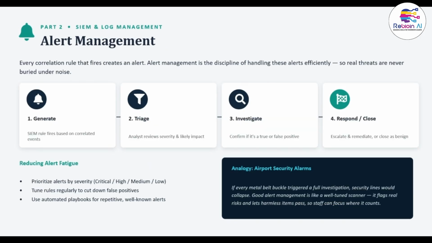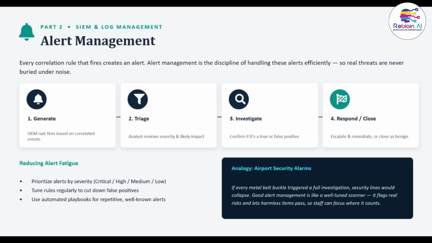Every time a correlation rule fires, like the account takeover example we just discussed, it creates an alert. And that brings us to our final core topic, alert management, the discipline of handling alerts efficiently so that real threats never get buried under noise. The alert lifecycle has four stages.